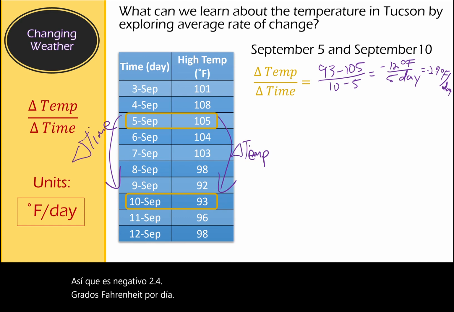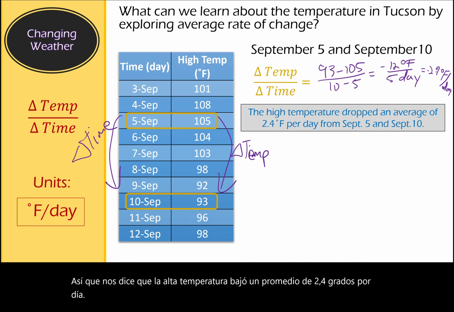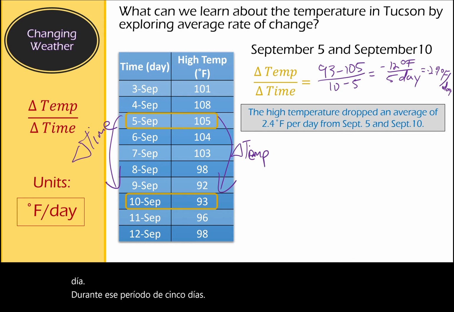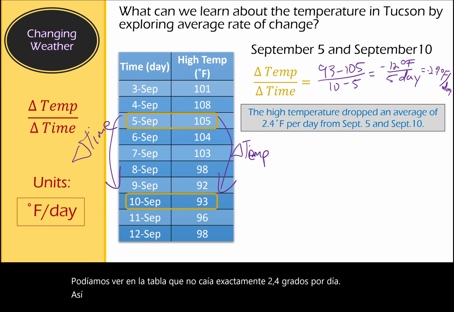So it tells us that the high temperature dropped an average of 2.4 degrees per day during that 5-day time period. We could see from the table it didn't drop exactly 2.4 degrees per day, but on average, that's how much it went down.